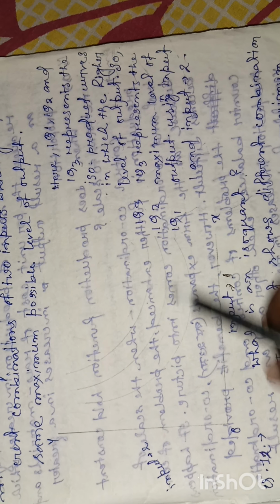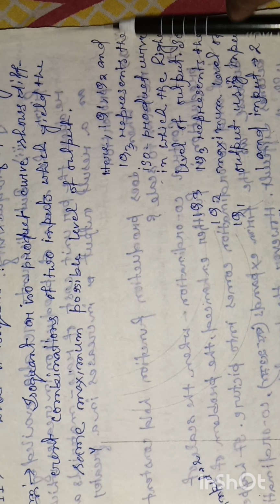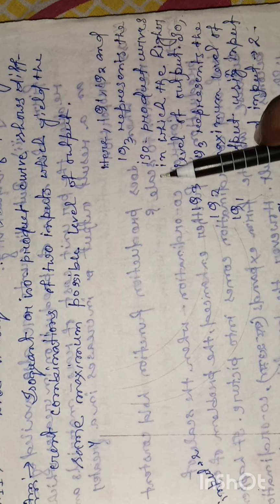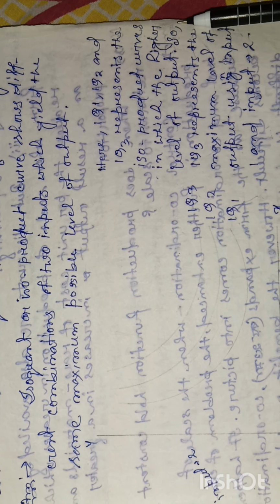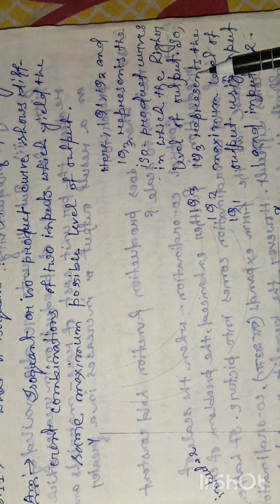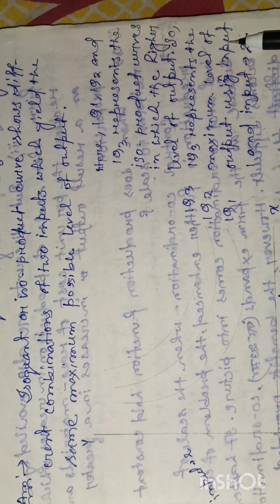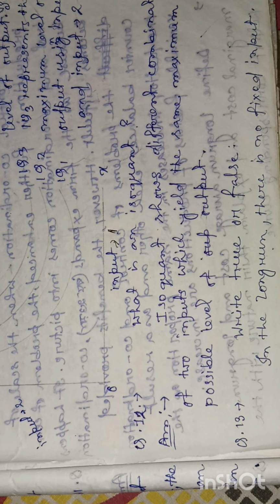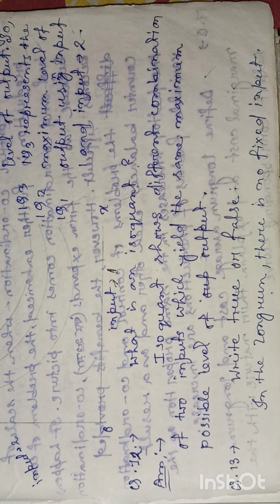IQ3, IQ2, IQ1. Here IQ1, IQ2 and IQ3 represent the isoproduct curves in which the higher curve is the higher level of output. So IQ3 represents the maximum level of output using input 1 and input 2. What is an isoquant? Isoquant shows different combinations of two inputs which yield the same maximum possible level of output.